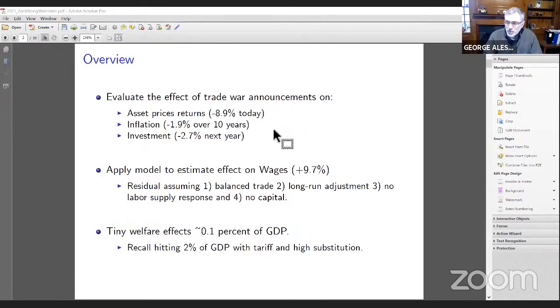Trade with China is about 2% of GDP. It's a tariff, it's not a trade cost, it's a pretty highly substitutable thing. So that's what you would expect. So I think the puzzle here is, how do we get such big asset prices out of something that should have such a small welfare effect?